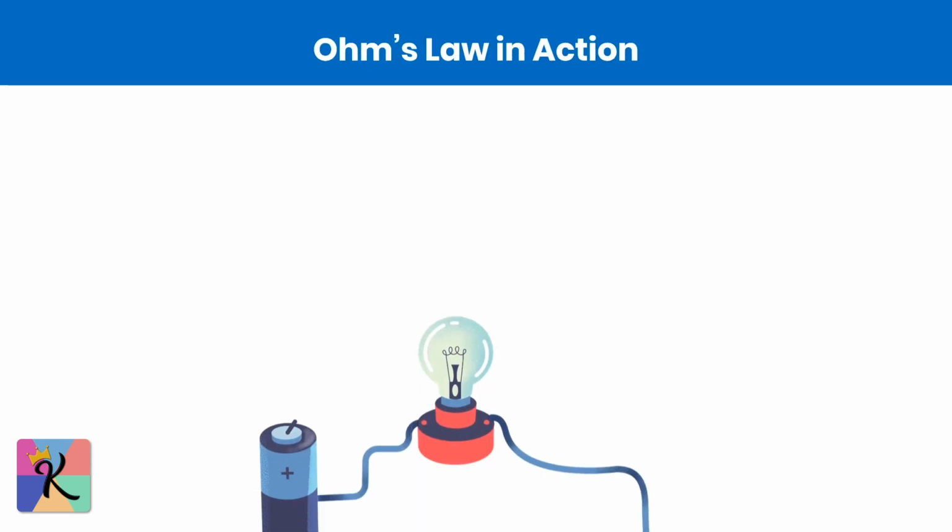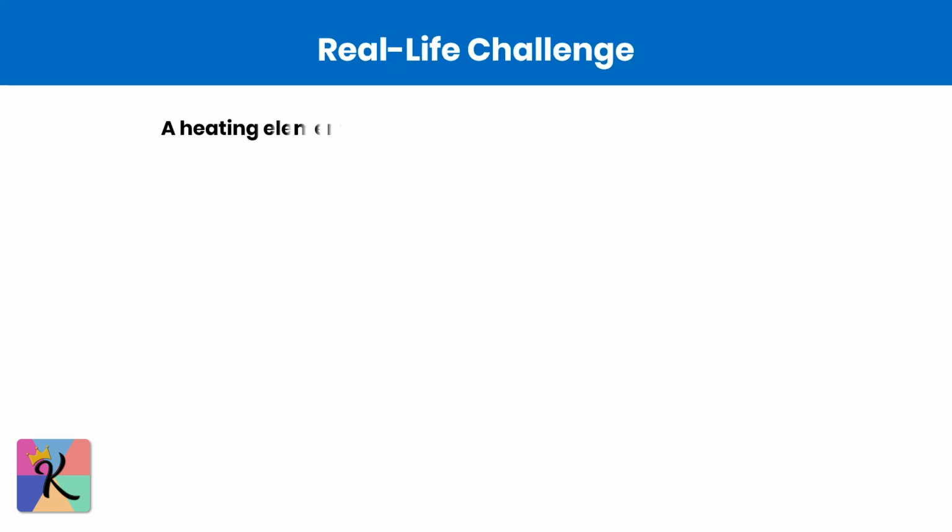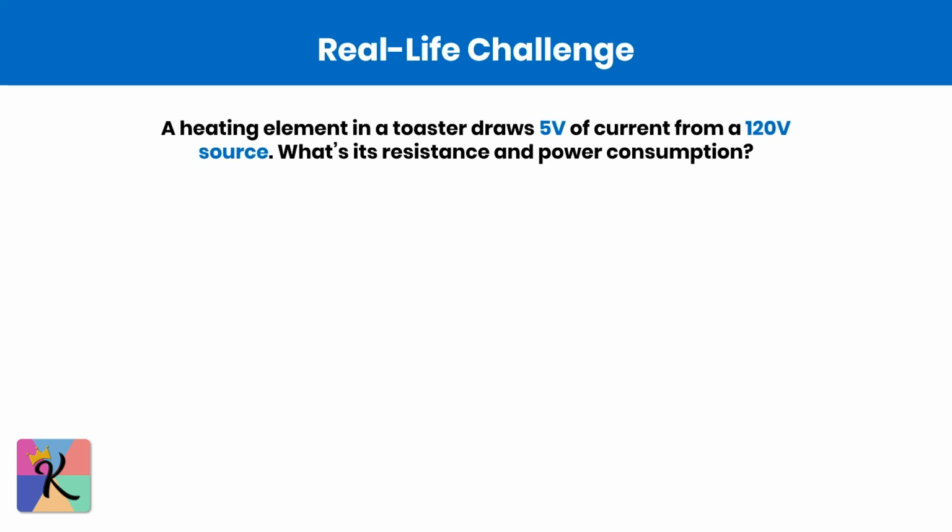Ohm's law in action. Let's see Ohm's law in action. Imagine troubleshooting a circuit. By measuring voltage and current, you can calculate resistance to determine if a component is faulty. Here's a real-life challenge. A heating element in a toaster draws 5 amperes from a 120 volt source. What's its resistance and power consumption?